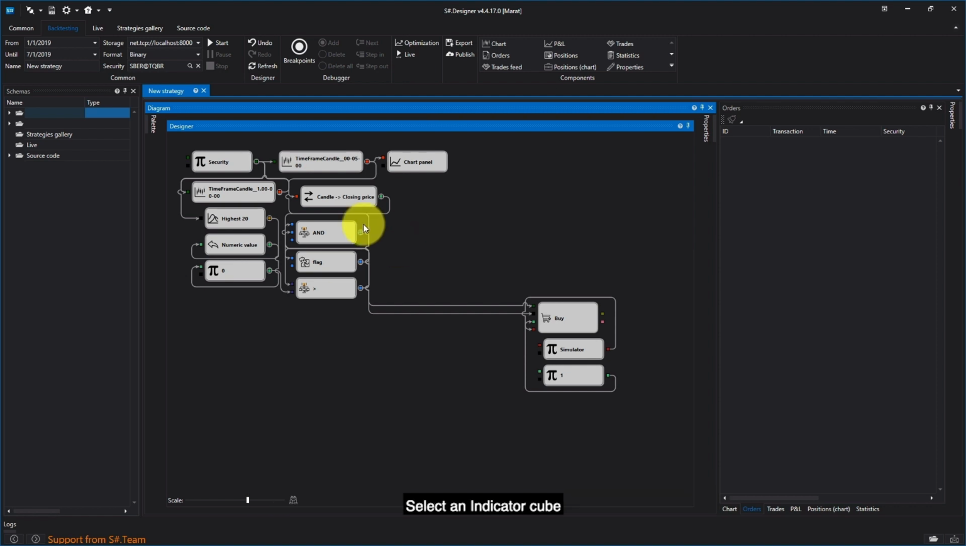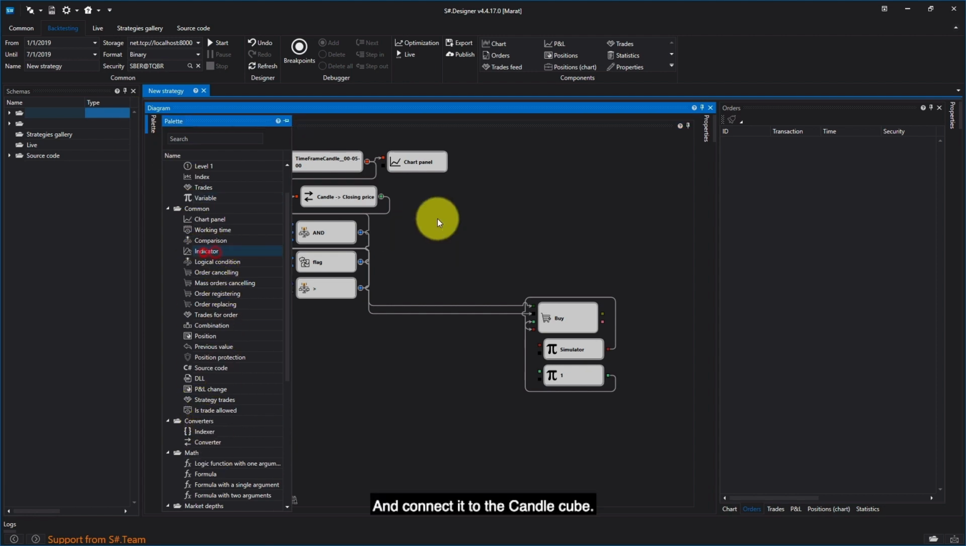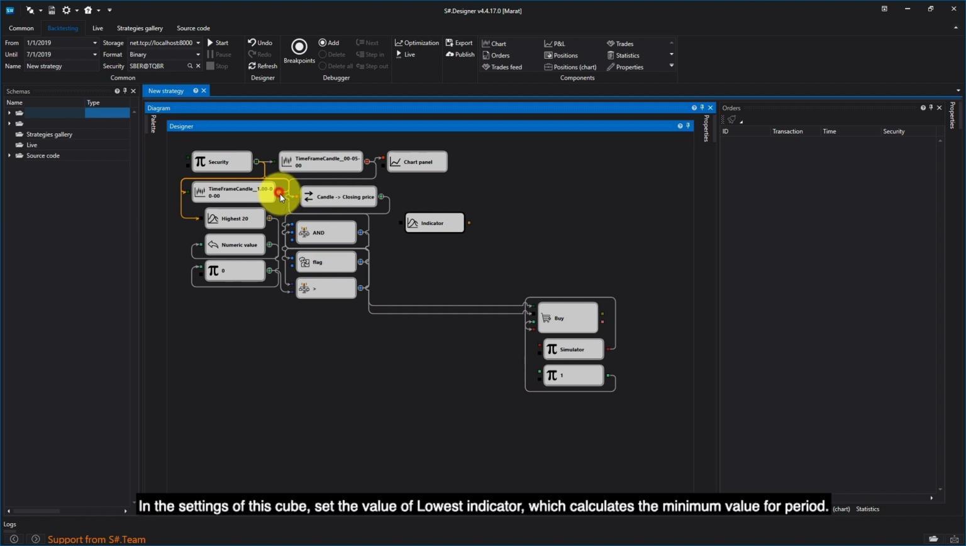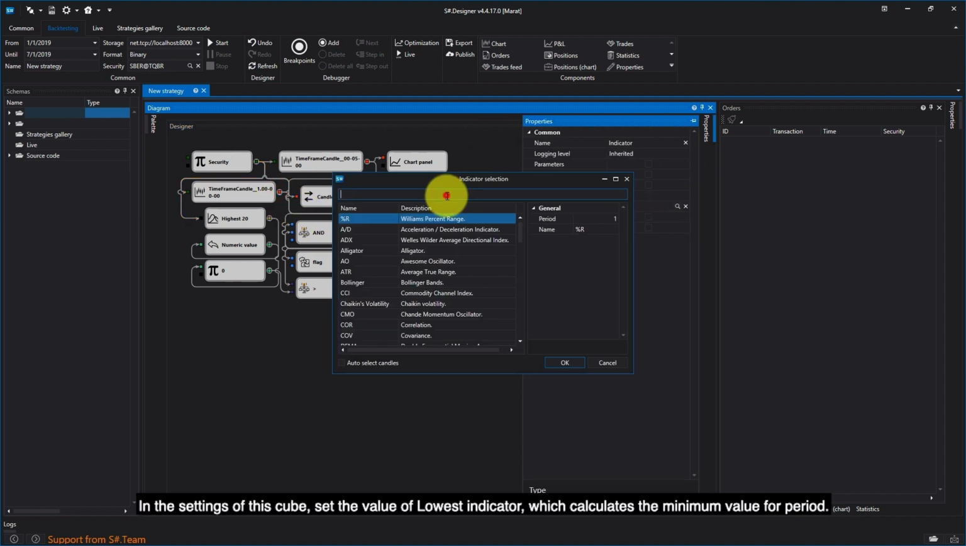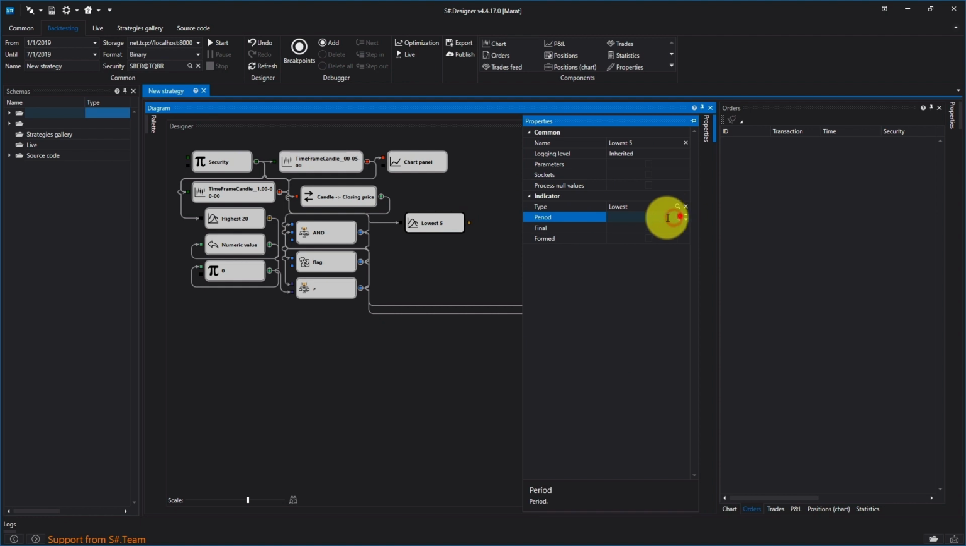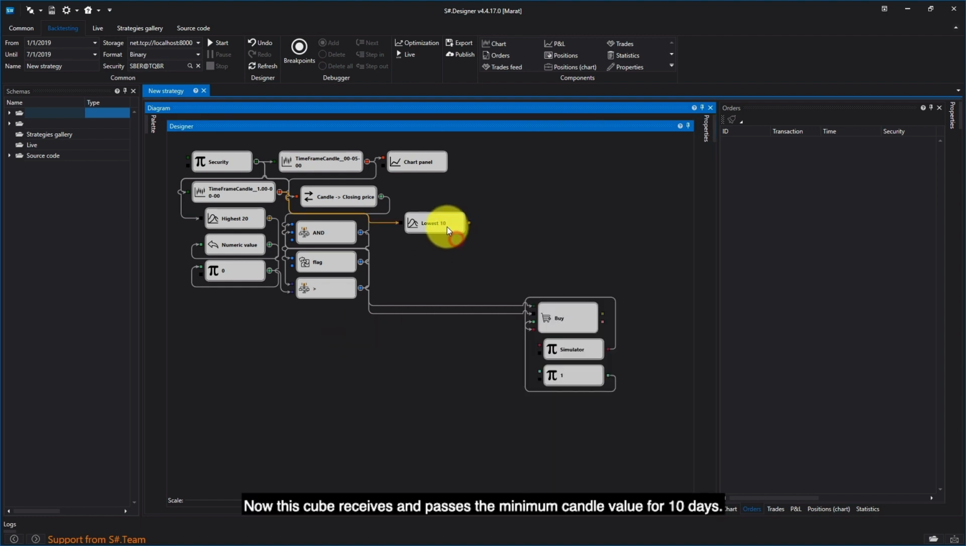Select an indicator cube and connect it to the candle cube. In the settings of this cube, set the value of lowest indicator, which calculates the minimum value for the period. Set the period value to 10 days. Now this cube receives and passes the minimum candle value for 10 days. Based on the conditions, the position will need to be closed if the closing price of the 5-minute candle is less than the 10 days minimum.